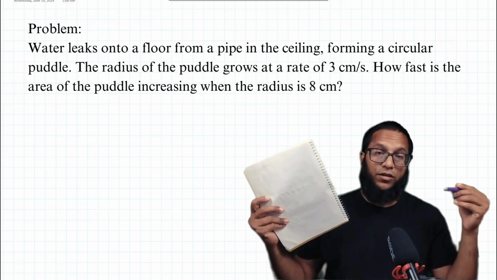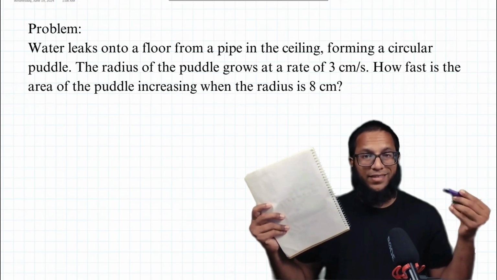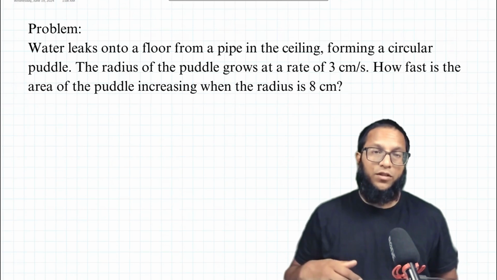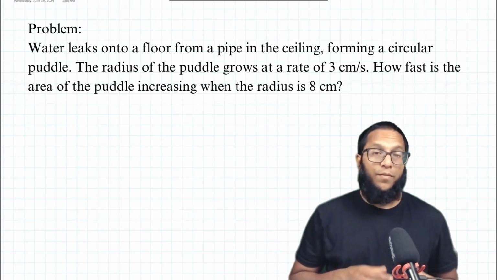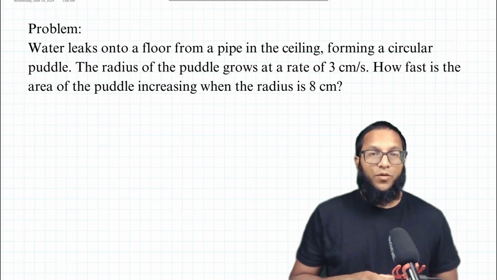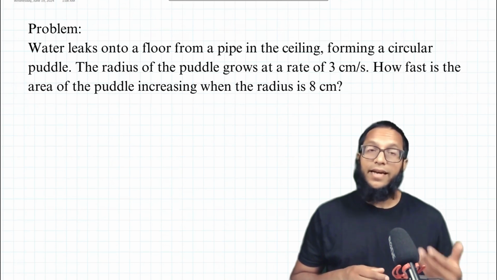Feel free to pause this video and run things back while you follow along and take notes, because we're going to be moving fast. Now let's get to work. So for our first example problem, as always, let's start by reading the problem. Water leaks onto a floor from a pipe in the ceiling, forming a circular puddle. The radius of the puddle grows at a rate of 3 centimeters per second. How fast is the area of the puddle increasing when its radius is 8 centimeters?